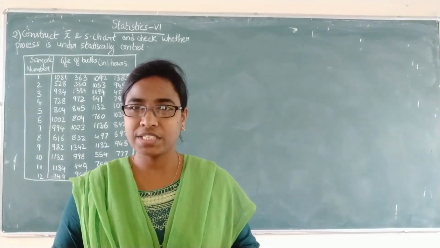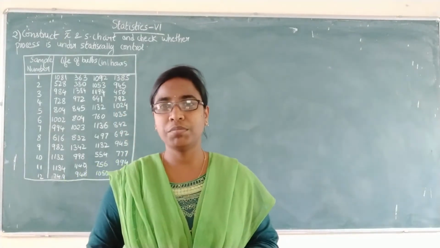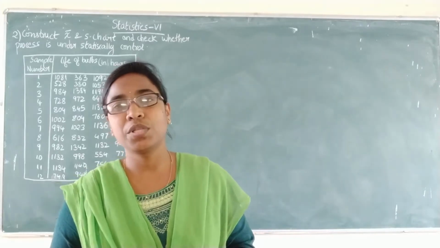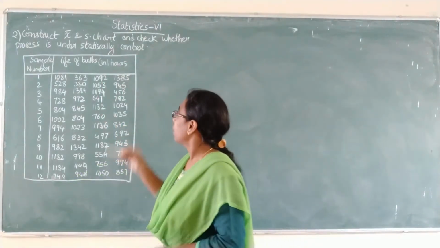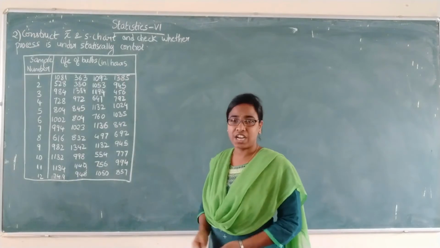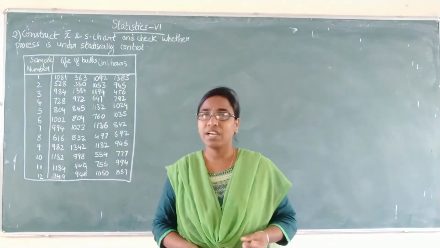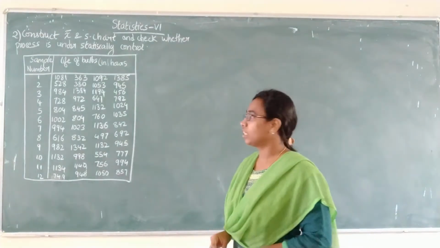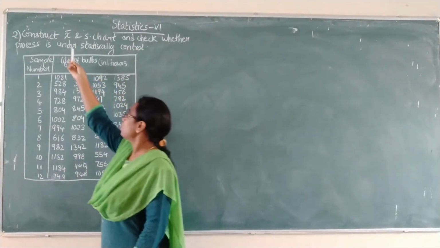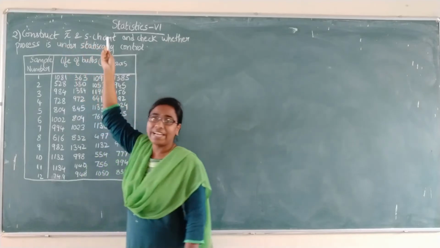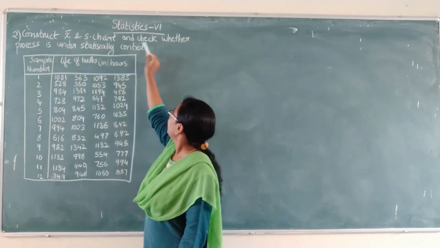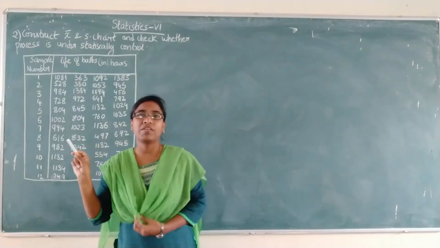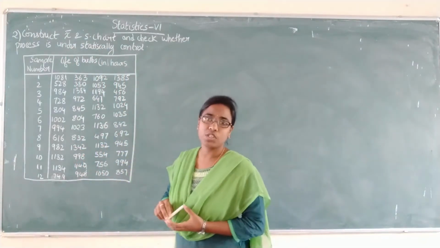In our previous class, we have done a problem related to X bar chart and R chart. Now we will go to the second problem, that is construct X bar and S chart. In the previous class, we had a combination of X bar and R chart, that is range chart. Now we are constructing two charts, X bar and S chart, and checking whether the process is statistically controlled. So we have to interpret our production process also.